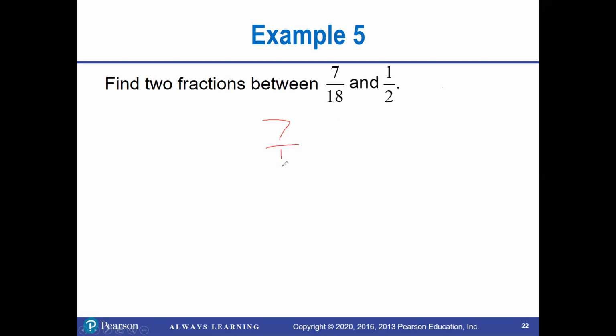So 7/18 and 1/2 would be 9/18. Can you find one number that's in between those? 8/18 would be between. And then you could also find another number, which if this simplifies, take a 2 out, that'd be 4/9. That would be another one that would work under it. Okay, so you can do a couple things like that.